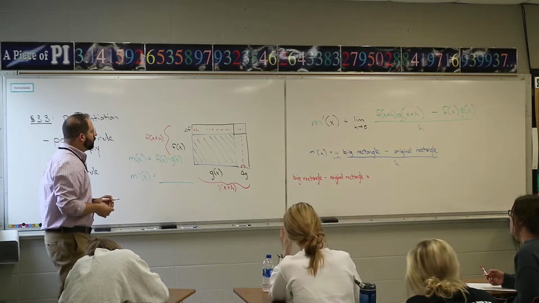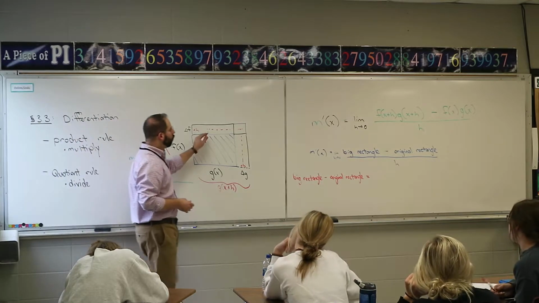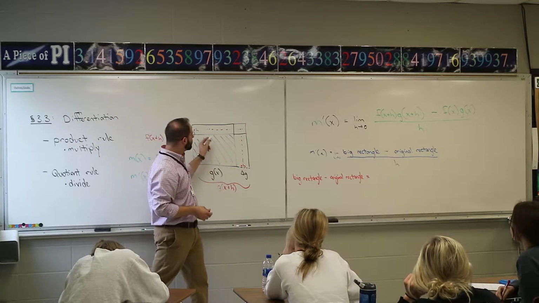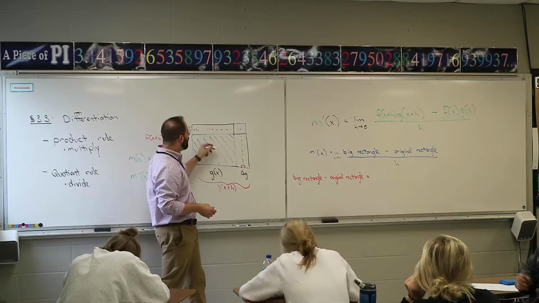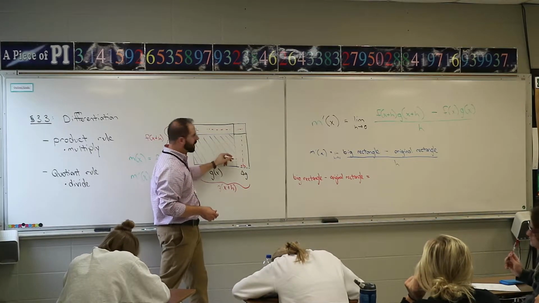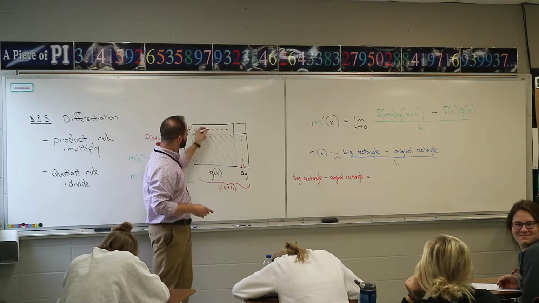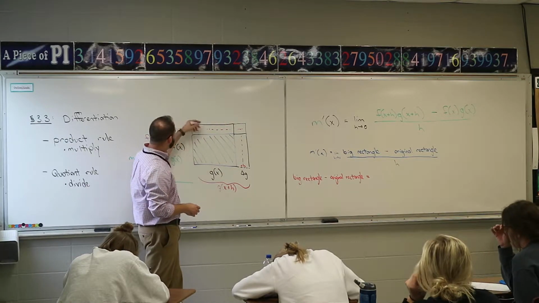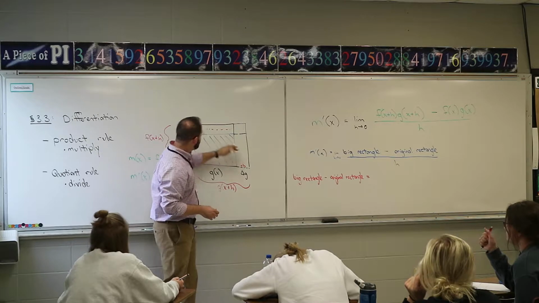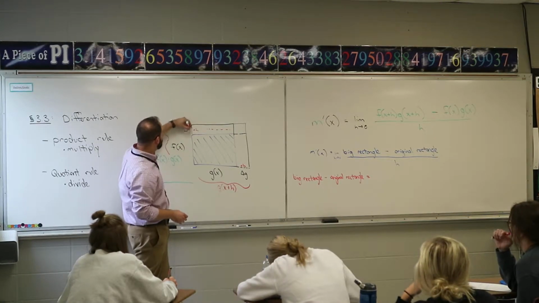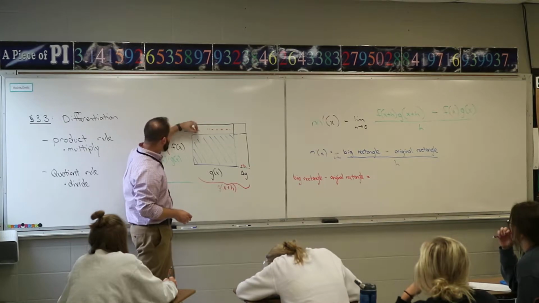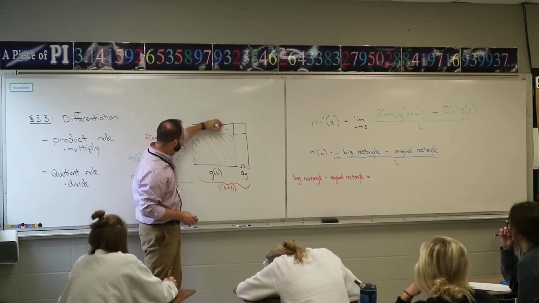So now, what are these little boxes? They're what's left when I take the big area minus this original blue rectangle. I'm left with the areas of these little rectangles. How do I find them? I'm going to start with this piece right here, which I've highlighted. The area of this piece is delta f times g of x.